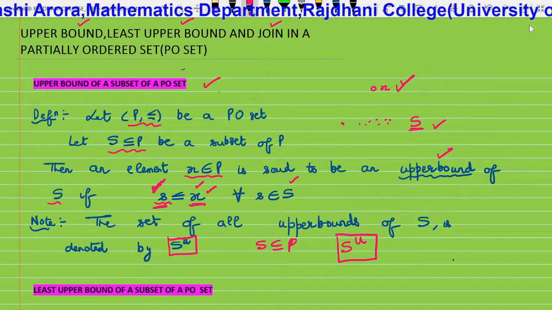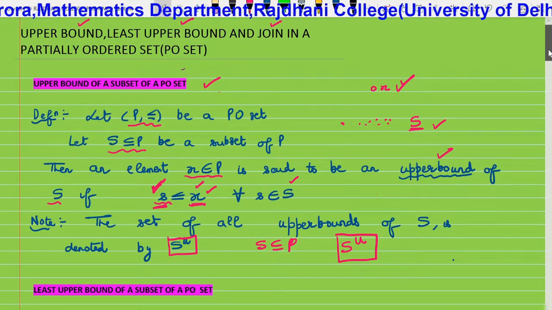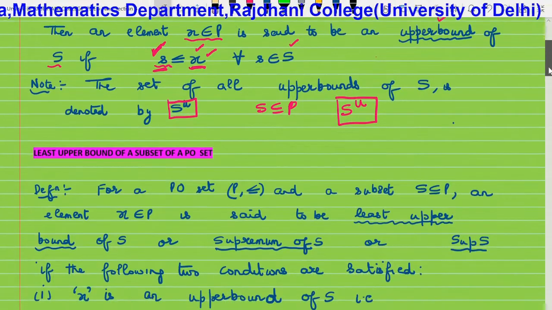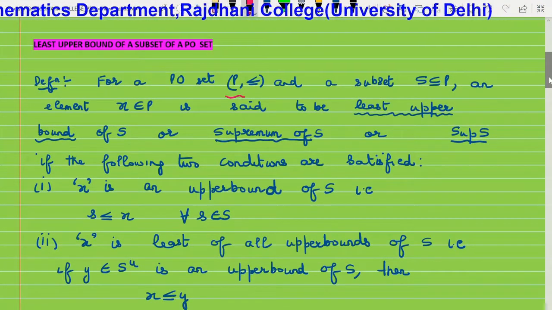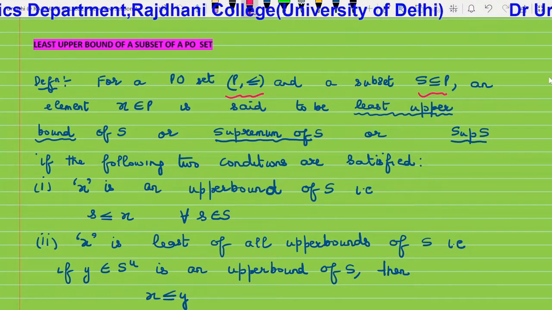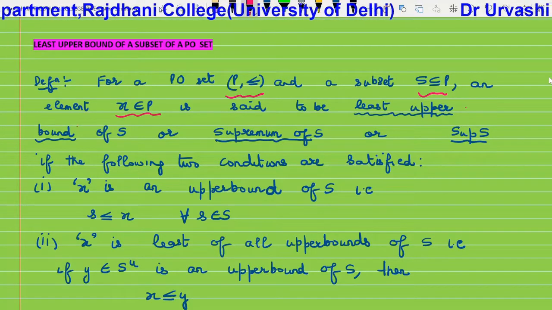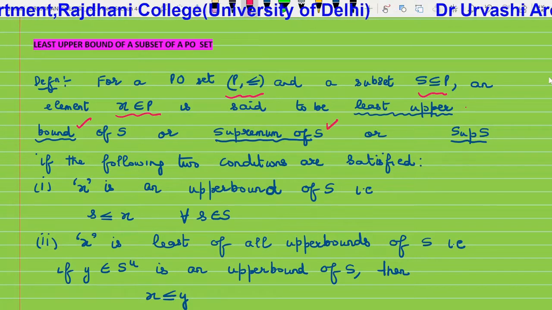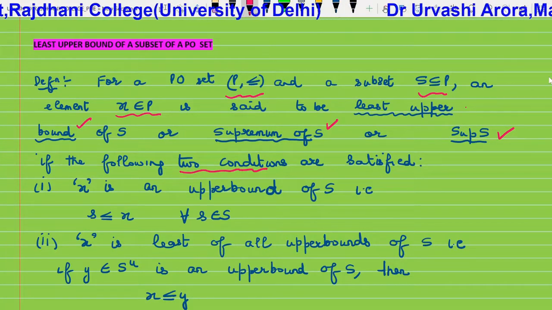set S. Now coming to the second concept, which is the concept of the least upper bound of a subset of a poset. Again, let us suppose that P, less than equal to, is a poset and S contained in P is a subset of P. Then an element X belonging to P is called the least upper bound, or the supremum of S, denoted by sup S, if the following two conditions are satisfied.